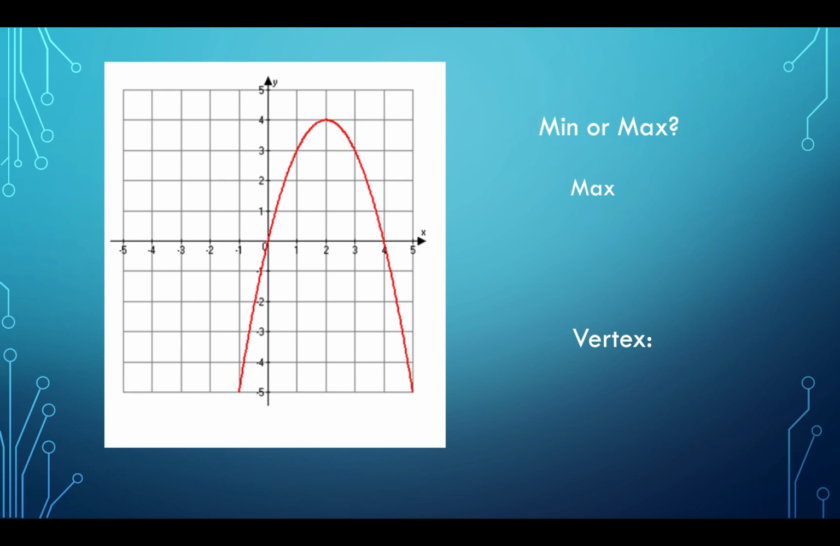So we have a max, and then I want you to tell me what the vertex is. Remember, vertex is right here, not this point and not that point. It's this point here, where the min or the max is. So we got to identify the vertex. What's the x value? Well, let's look. 1, 2, and then what's our y value? 1, 2, 3, 4. So our vertex falls at 2, 4.